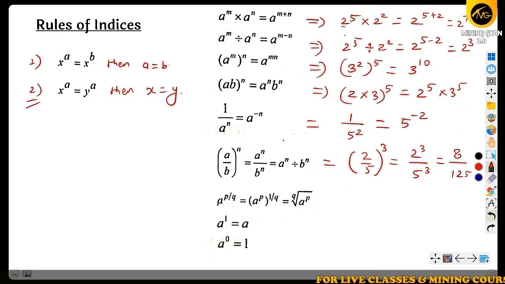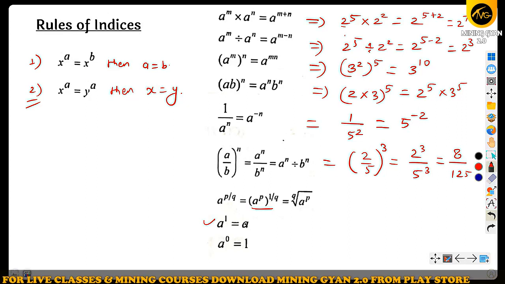Now similarly, a power p divided by cube, we can write as a power p in bracket, 1 divided by cube in power, or in the form of surd we can write in this form. Now if a power 1, that means any number with 1 as its power, the number will be repeated, so a power 1 is equal to a. And similarly if the power is 0, the value of the whole number or base number is equal to 1. So these are the basic rules, and you just have to remember them, and if you already know that, then it is best.